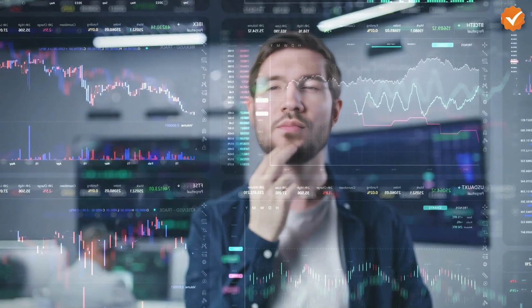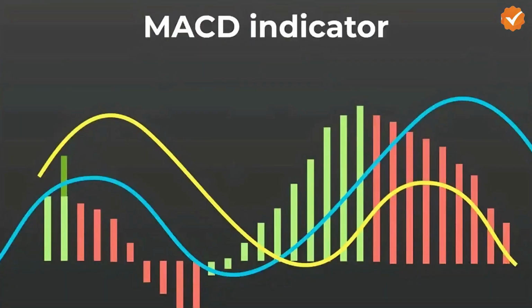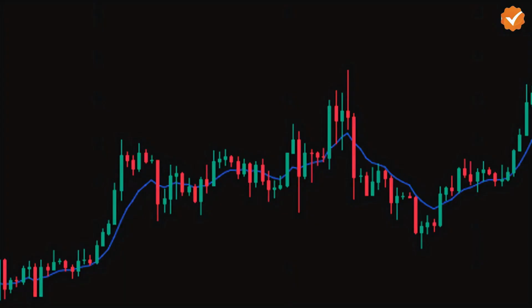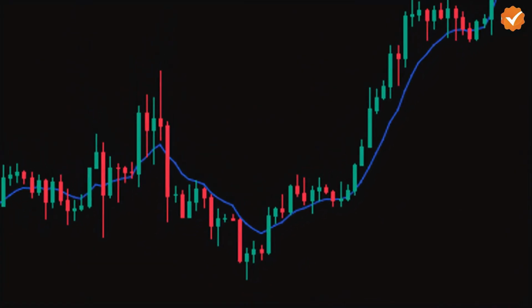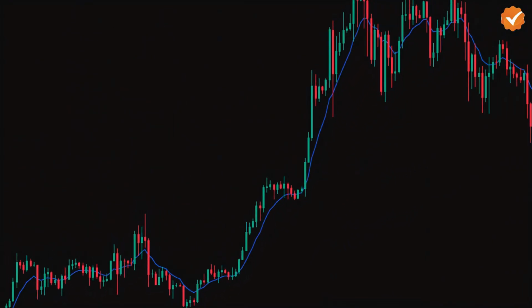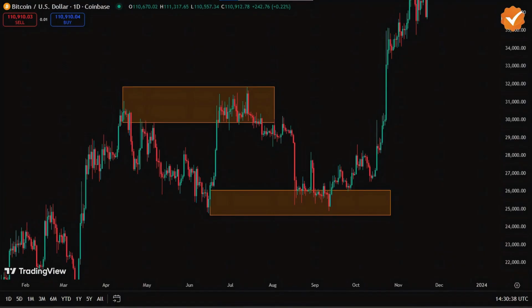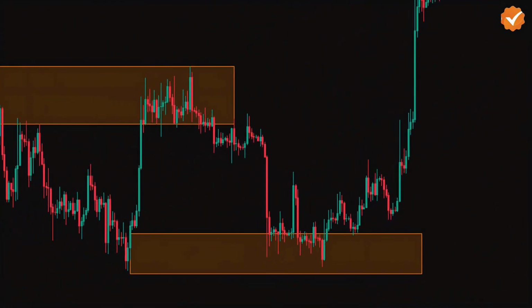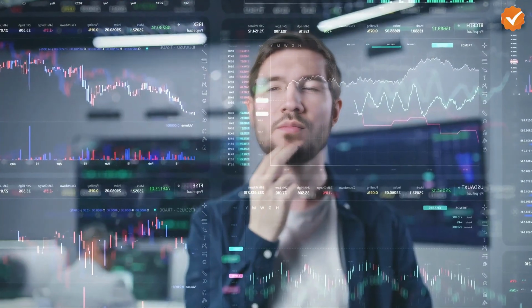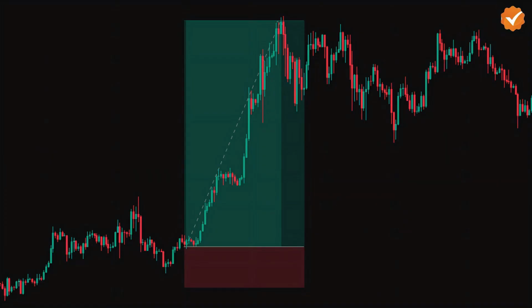Most traders chase indicators: RSI, MACD, moving averages. The problem? Indicators lag. By the time you get a signal, the smart money has already entered or exited. But supply and demand zones? They're the footprints of big players. They show you where the orders are stacked, waiting to push price up or down. Once you can read them, you'll stop reacting late and start anticipating moves in advance.